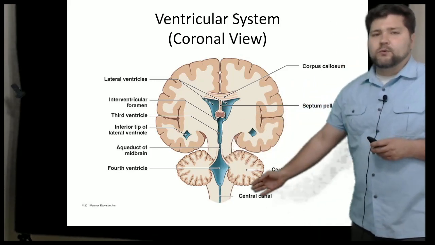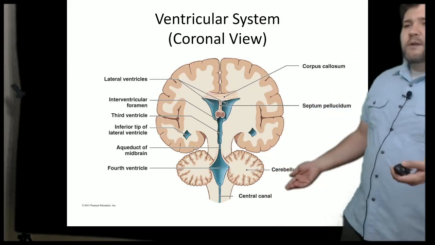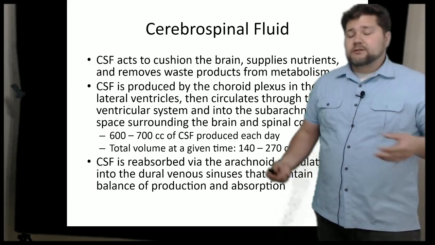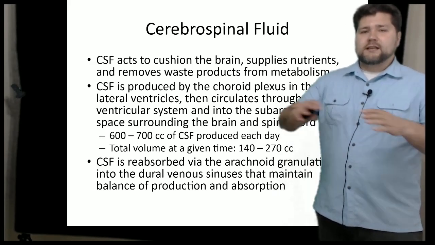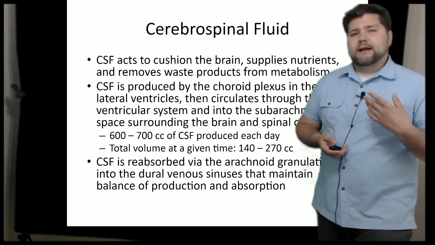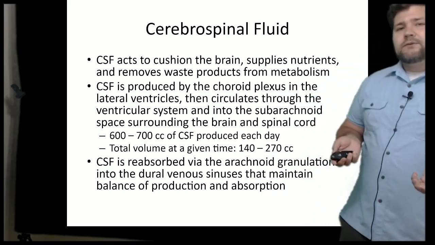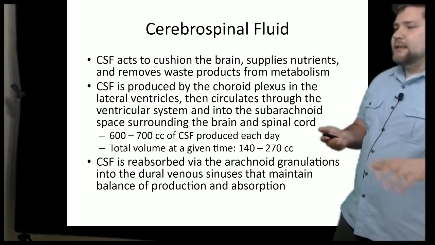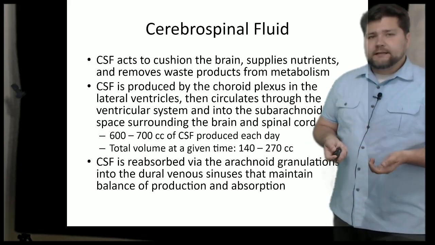And then it'll continue on to our central canal. So after we exit those apertures, now we're in the subarachnoid space. And so our cerebrospinal fluid is basically just going to keep surrounding the brain, and then eventually leaves the subarachnoid space through those arachnoid granulations into those venous sinuses that we looked at from the dural reflections. And then basically start the process all over again.